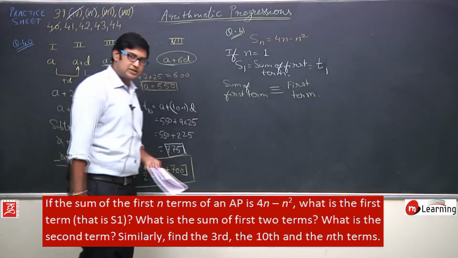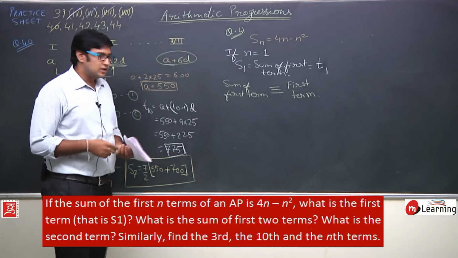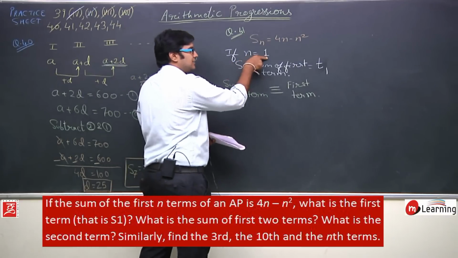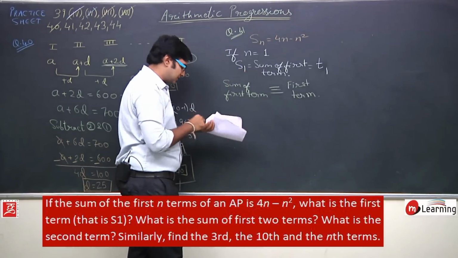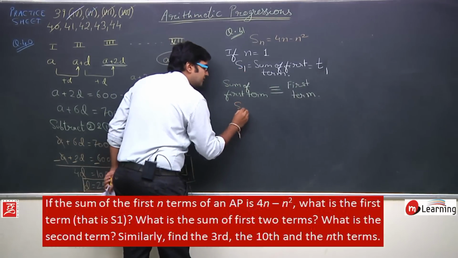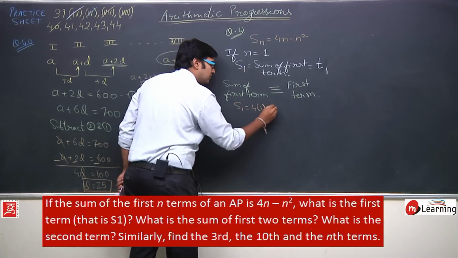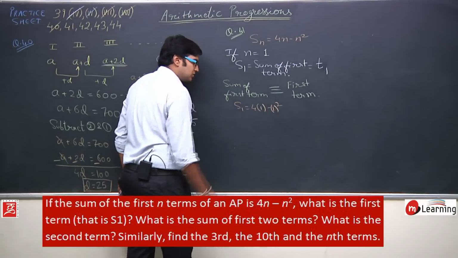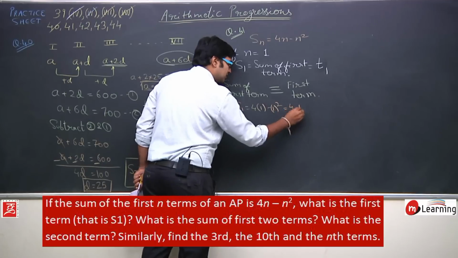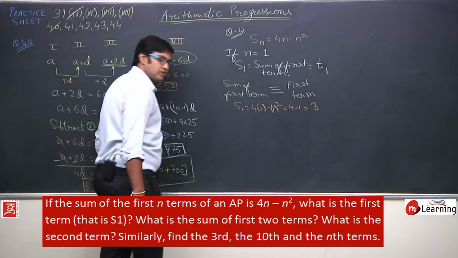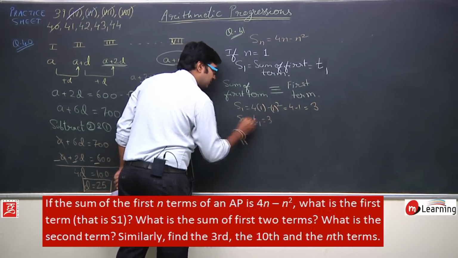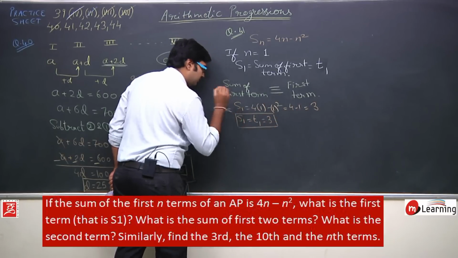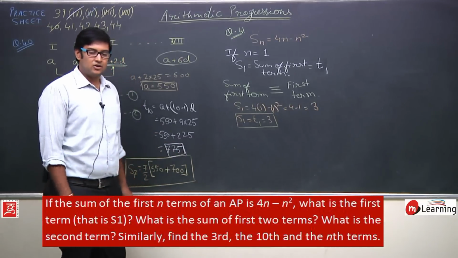Okay, sum of first term is first term only. So just imagine if n is equal to 1, S1 represents sum of first term. That is, S1 will be equal to 4 into 1 minus 1 square. So this will give you 4 minus 1, that is equal to 3. So first term S1, which is equal to T1, will become 3.